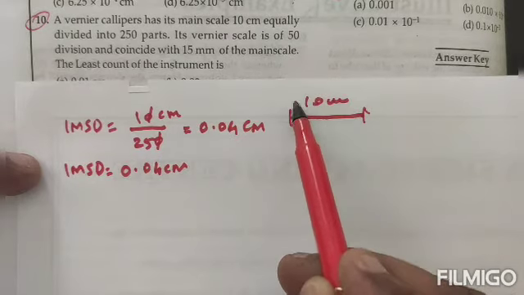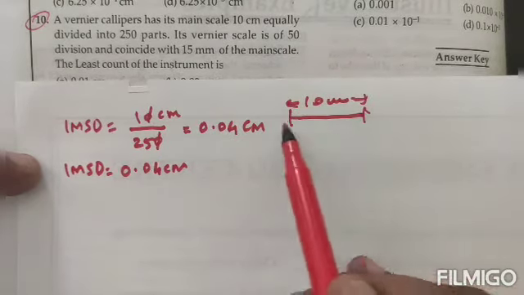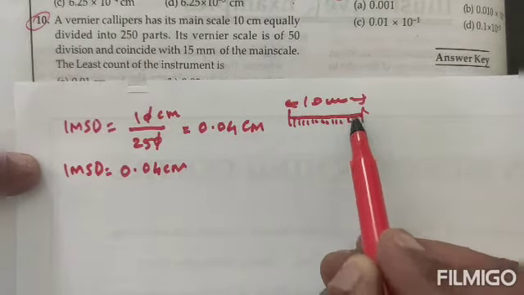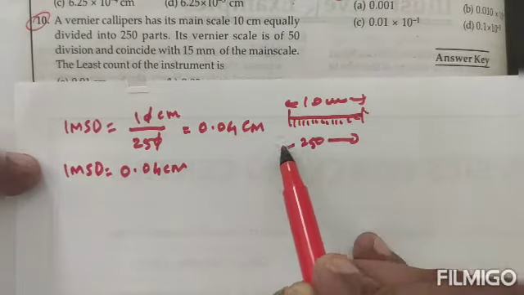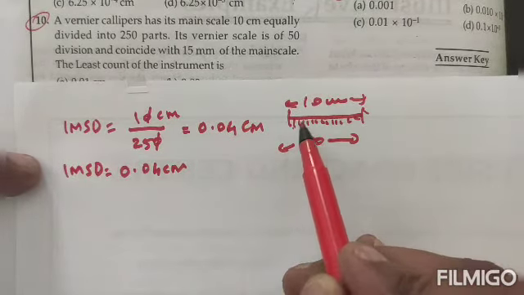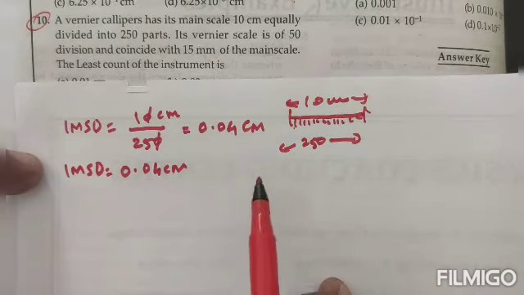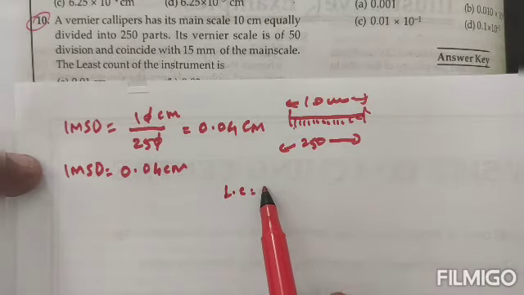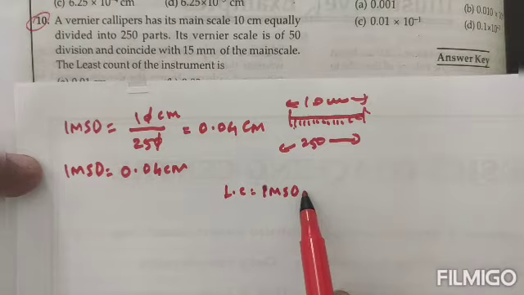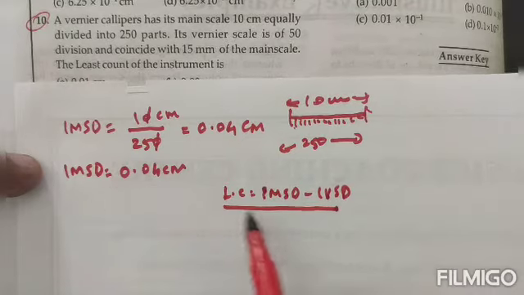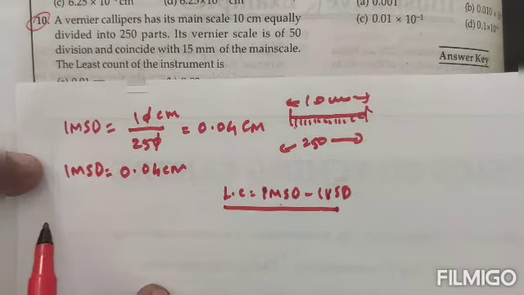So the total length of the main scale is 10 centimeter. Within this 10 centimeter, 250 lines are there. So what about each division value? That is only 0.04 centimeter. Okay, so we know the least count formula of the vernier caliper: the least count is equal to 1 MSD minus 1 VSD. So 1 MSD we know, so let's find 1 VSD now.